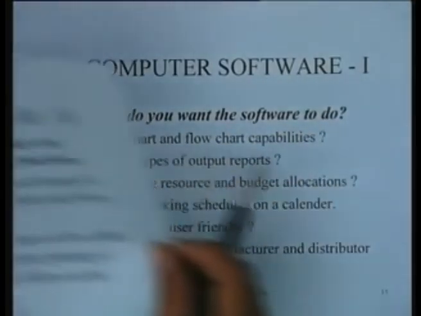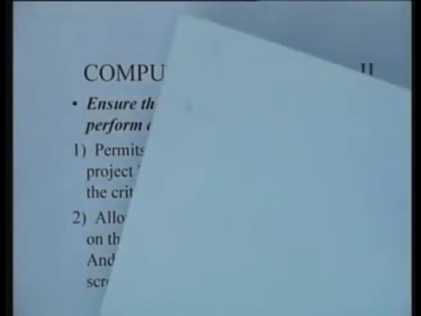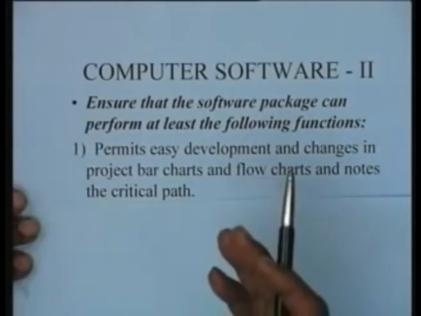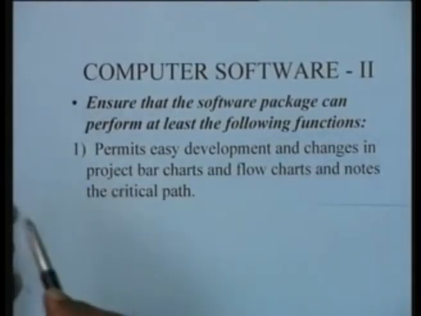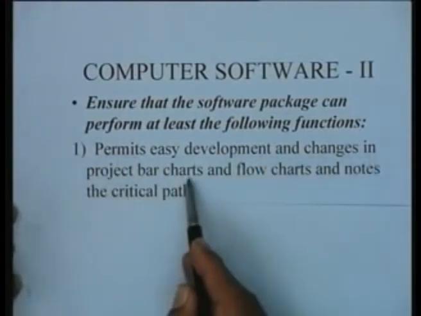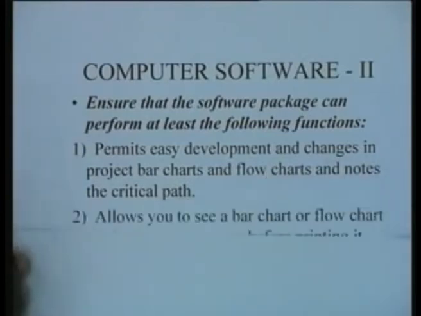The second thing that you should be doing is you should ensure that the software package at least performs some minimum basic functions, and some of those basic functions have been identified as follows. When you're looking for a software, like when you're buying a car, it should be able to drive you at least 200 miles or whatever it is, and it should be able to go somewhere. So what are those basic functions of a software? It should permit easy development and changes in the project bar charts and flow charts and note the critical path. You want this to happen.